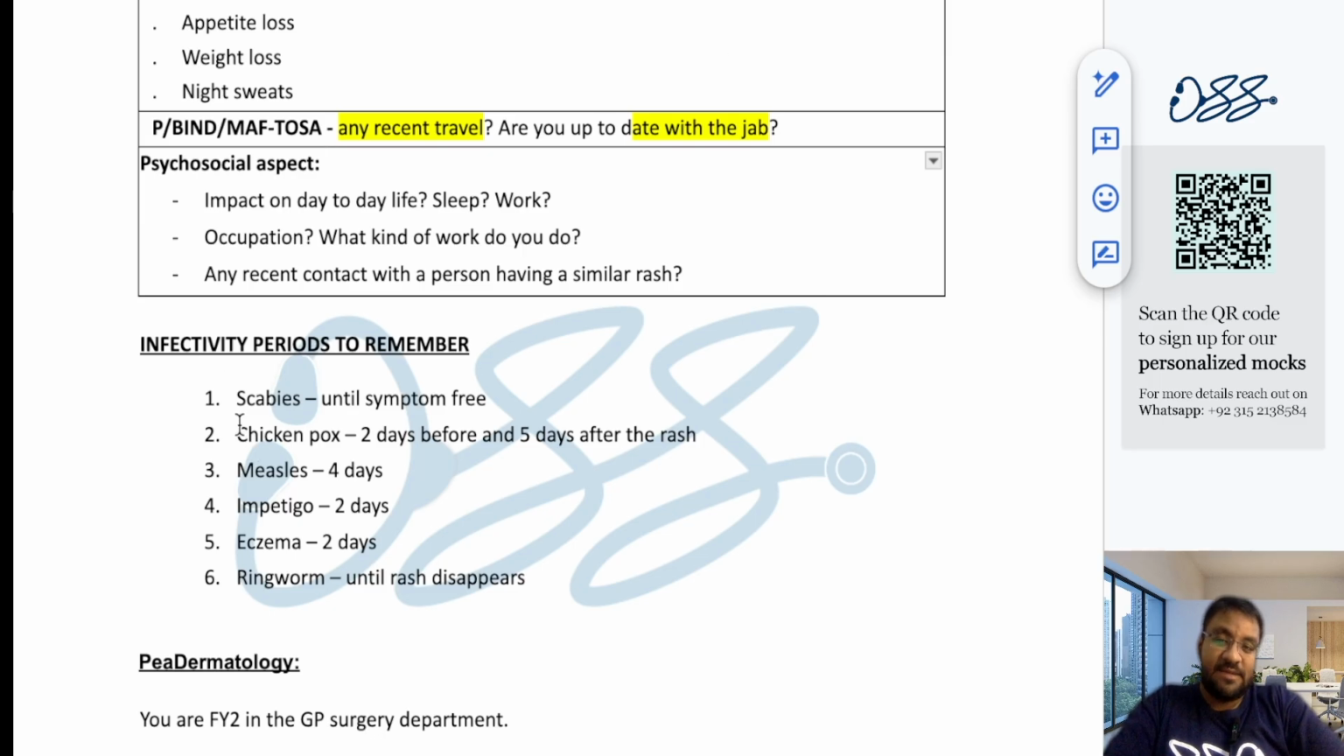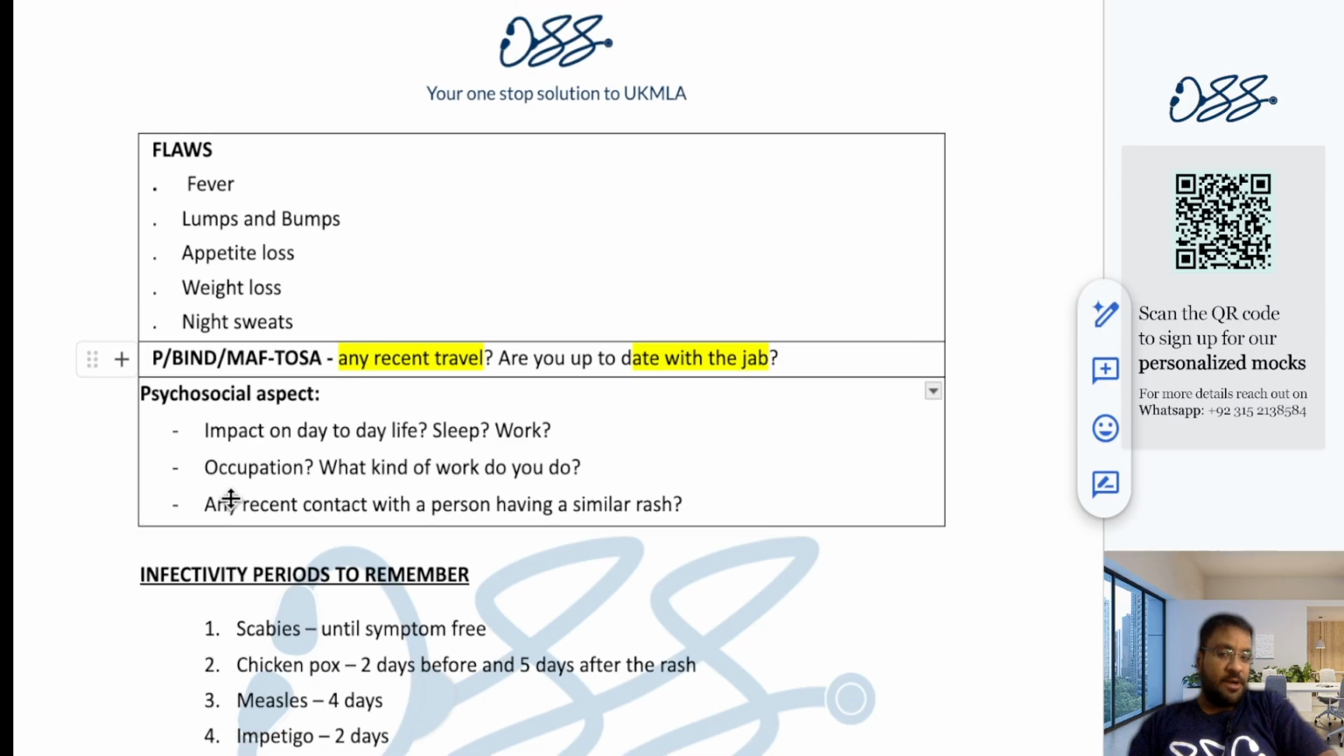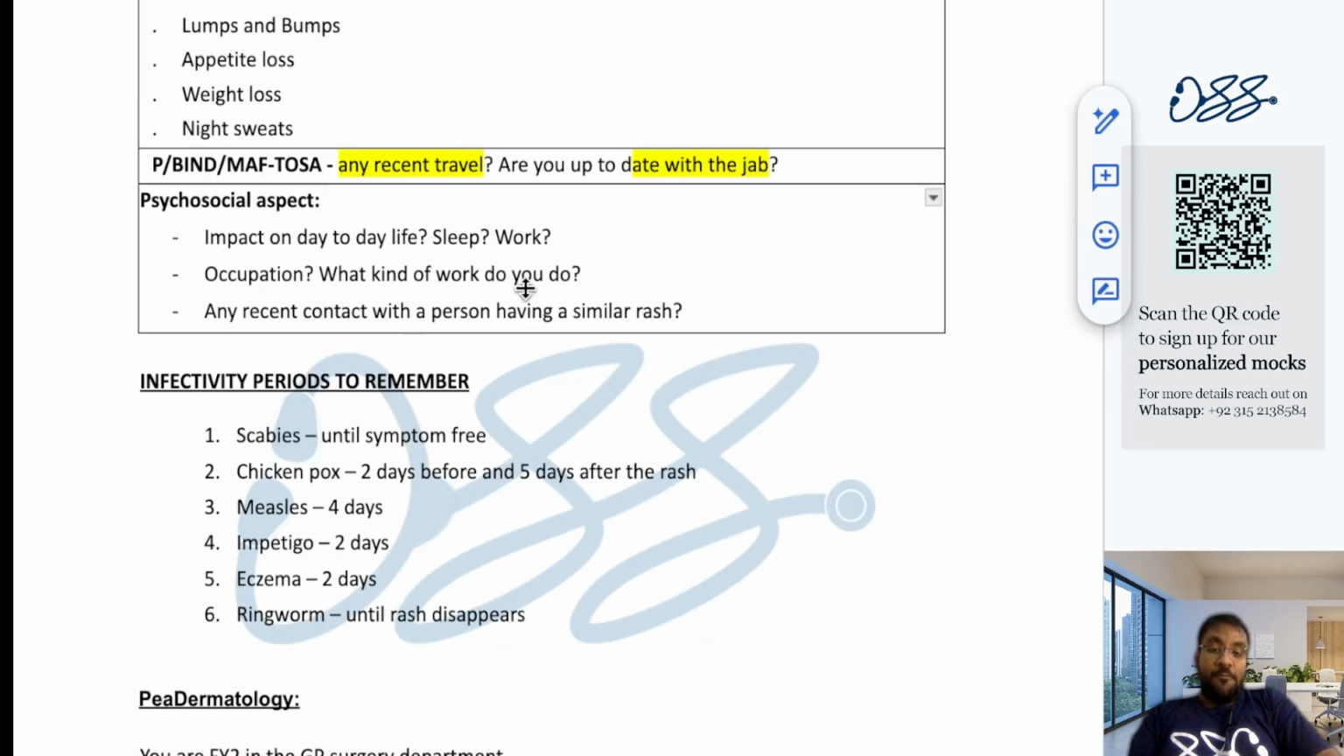Make sure that in the end, after you're done with the FLAWS and the P-BIND or the MEFTOSA, you ask about the psychosocial aspect: the impact on day-to-day life, sleep and work. What do you do for a living? What kind of work do you do? Okay, important aspect. One last question that is very important.